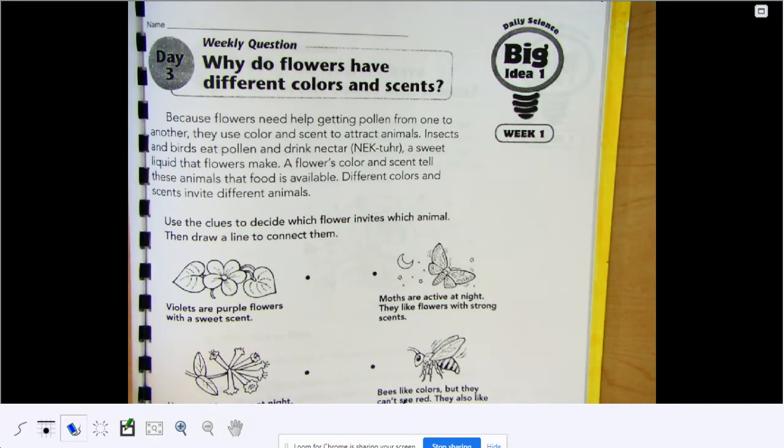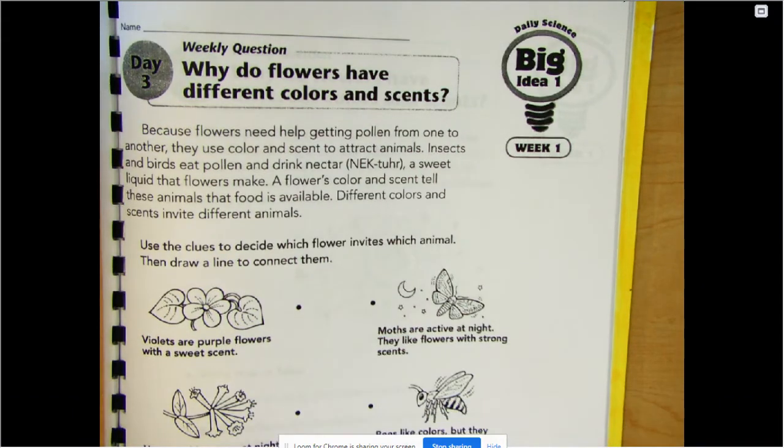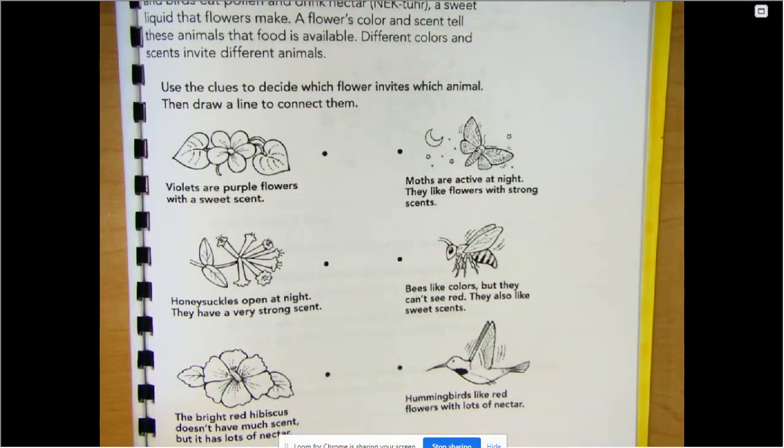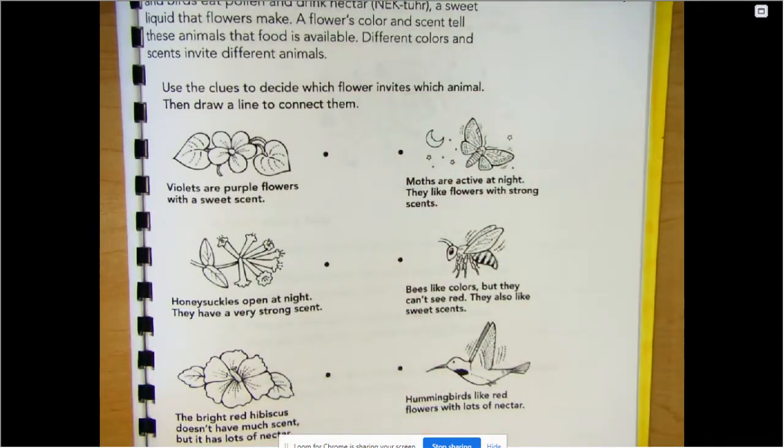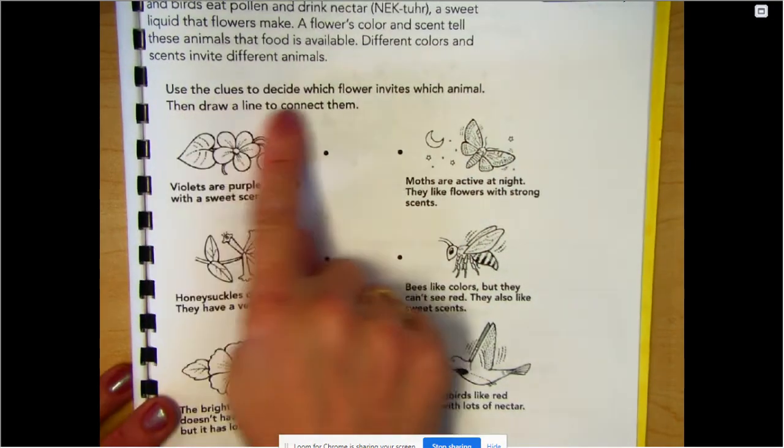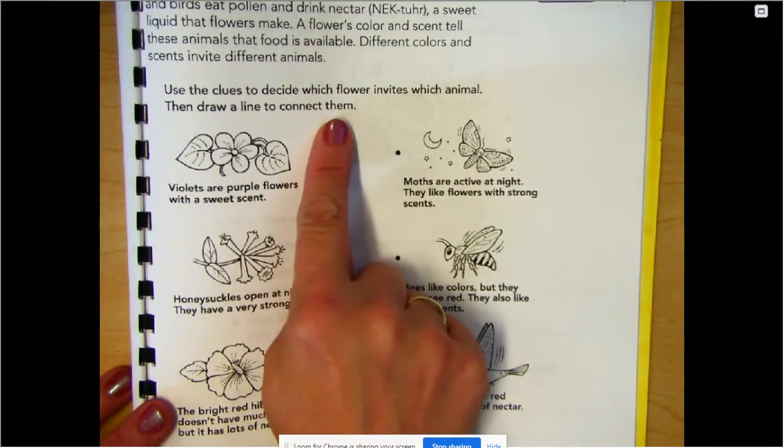Because flowers need help getting pollen from one to another, they use color and scent to attract animals. Insects and birds eat pollen and drink nectar, a sweet liquid that flowers make. A flower's color and scent tell these animals that food is available. Different colors and scents invite different animals. Use the clues to decide which flower invites which animal, and then draw a line to connect. And if you want to color this page, you certainly can color each thing in here, and then you can connect them. So let's look at the first one.